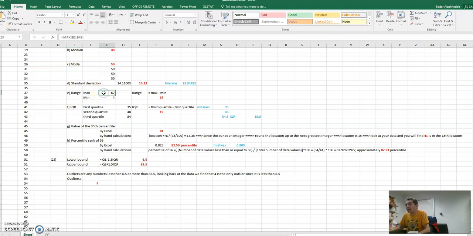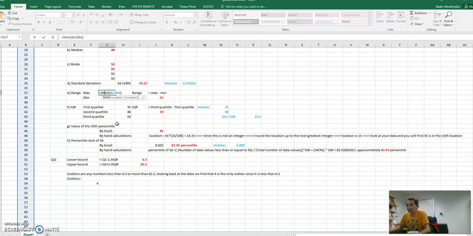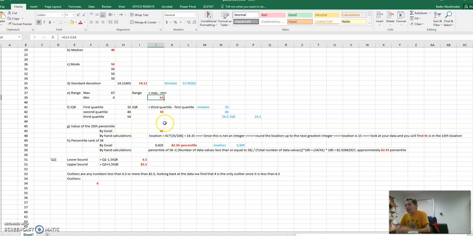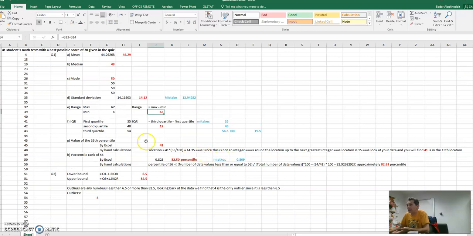Okay, now the range is the maximum minus the minimum. So I found the maximum, the command is MAX, minus the minimum, and the command for it is MIN. So how to find the range? I put max minus min. Excel is my calculator here. I don't have to use a different calculator to find 67 minus 4. I just typed it over here. The max is 67 minus the min, which is 4.